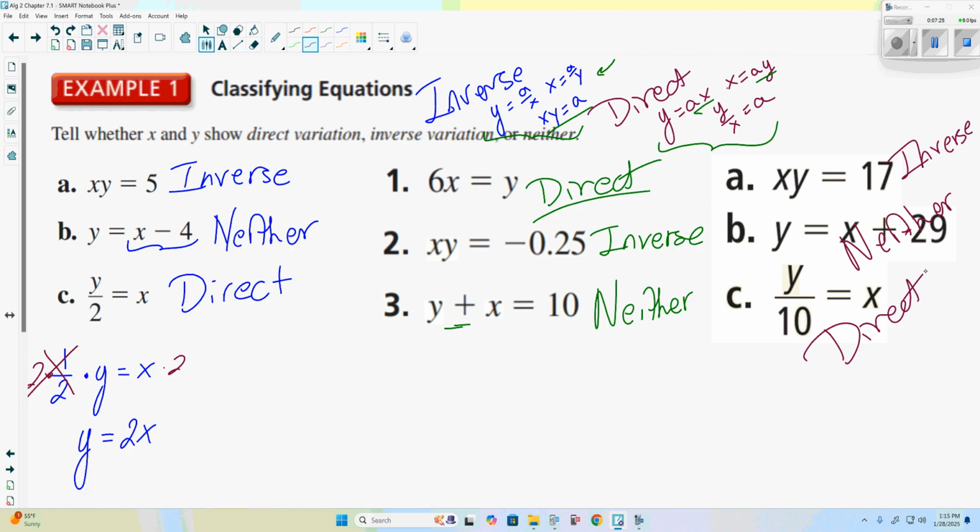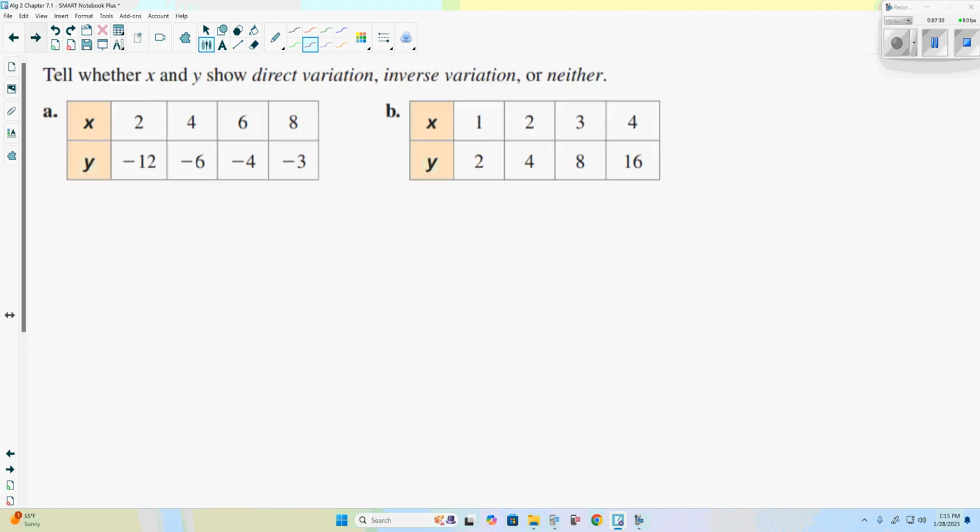Questions on classifying the equations? We feel good about these 3 here, or these 9 actually. All right. We feel good with that. Let's actually look at it, determining if it's direct variation, inverse variation, or neither based off the points.